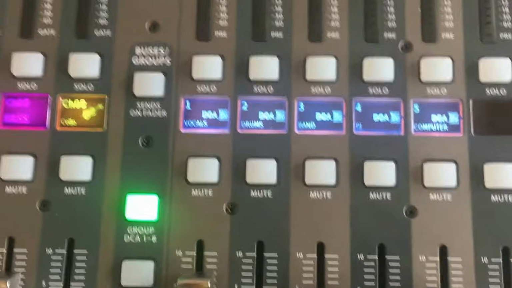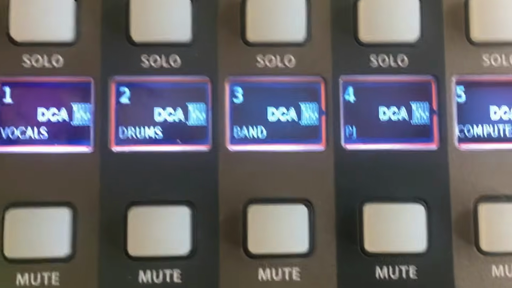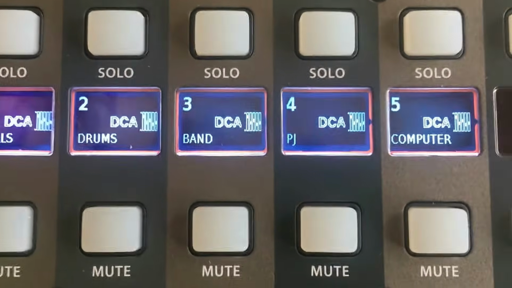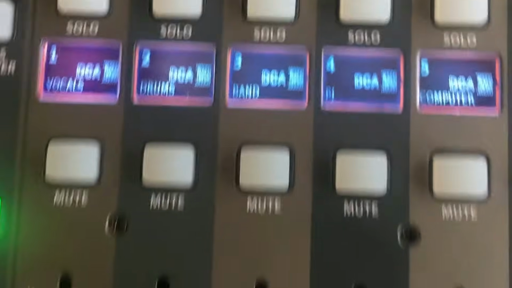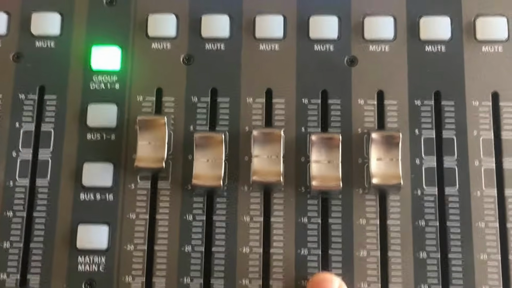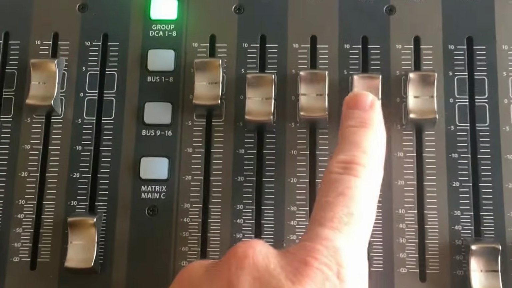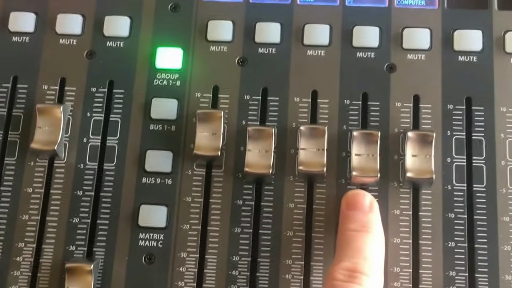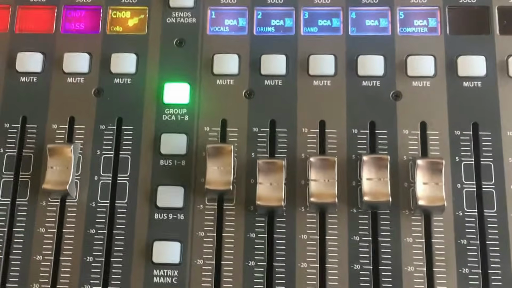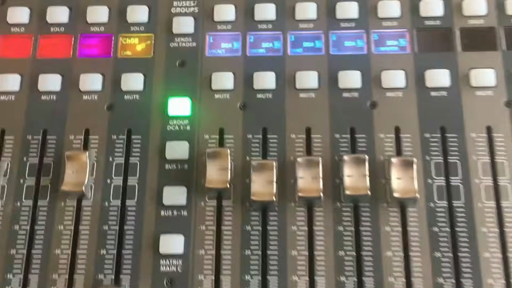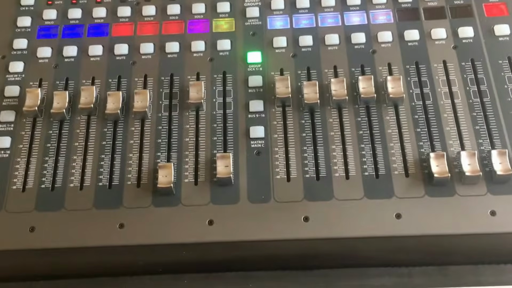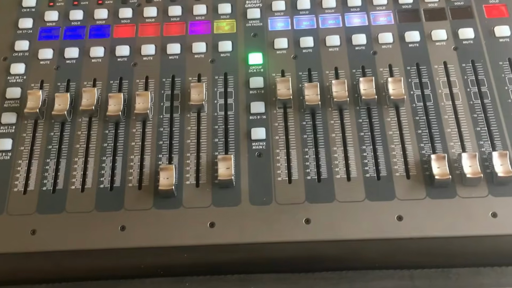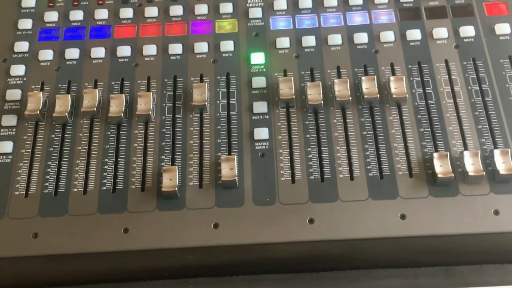This is the default setting every morning. Remember I said DCAs are like remote controls for other faders. Well, this DCA number 4 is set up to sort of remotely control input number 16. So this is the same thing as turning up and down input number 16. Anyway, so that's monitor mixes, and I will in the next video cover EQing and effects.